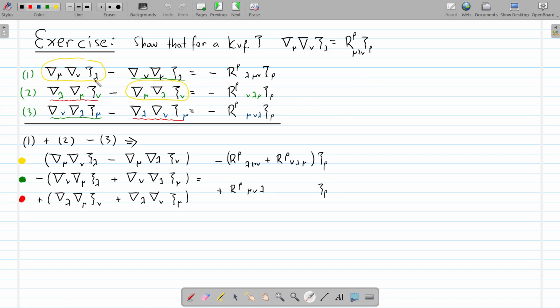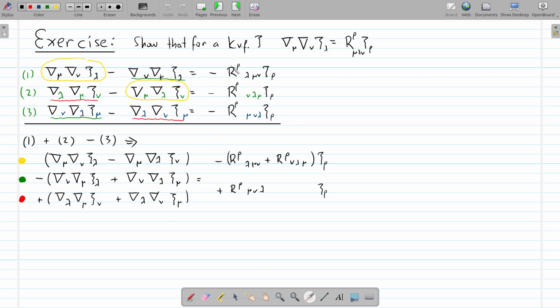Now what we do is we take equation 1 and 2 and add them together and then subtract equation 3. Let's see what we obtain from that. So let's compare the 2 yellow terms here, this one and that one. That will give us the first 2 terms on the left hand side. The second line has the green terms, this one and that one, with the minus sign here. And the last line has the red terms here, this one and that one, which will give those two terms here.